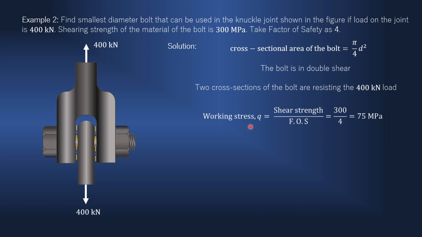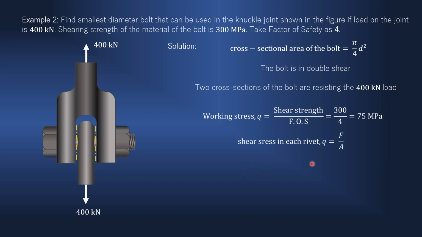Working stress is shear strength divided by factor of safety. 75 megapascal. So what is 75 megapascal? It is the maximum permissible shear stress. In other words, this is the working stress. So in working condition, stress in the bolt must not exceed 75 megapascal.